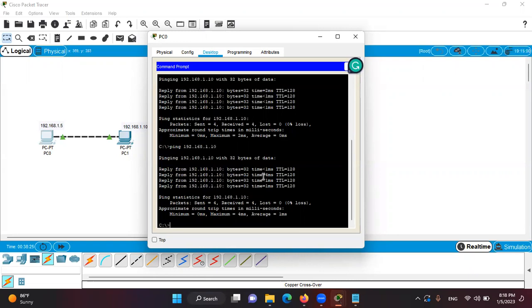Right. So yesterday we discussed, if you can remember, what are the factors that affect the performance of a computer network. Those are the number of users connected, the performance of software, and the performance of the connection media.